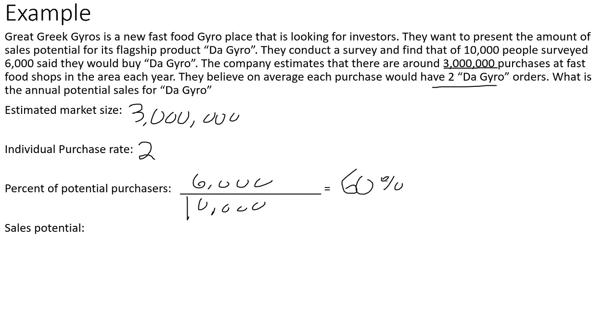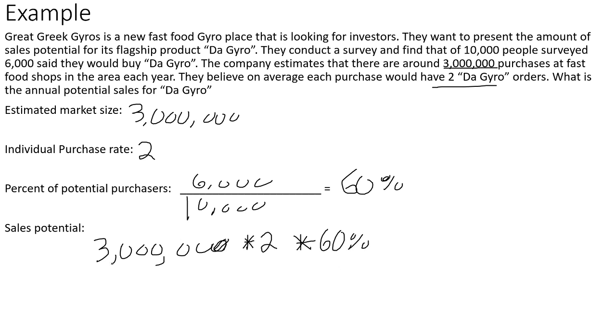So their sales potential is just all this multiplied together. There's 3 million purchases a year, and each purchase, if they can get it, they're going to get that twice a year, right? So everybody who buys at a fast food restaurant on average is going to buy 2 gyros per year, and they estimate that they're going to get about 60% of that market, right?